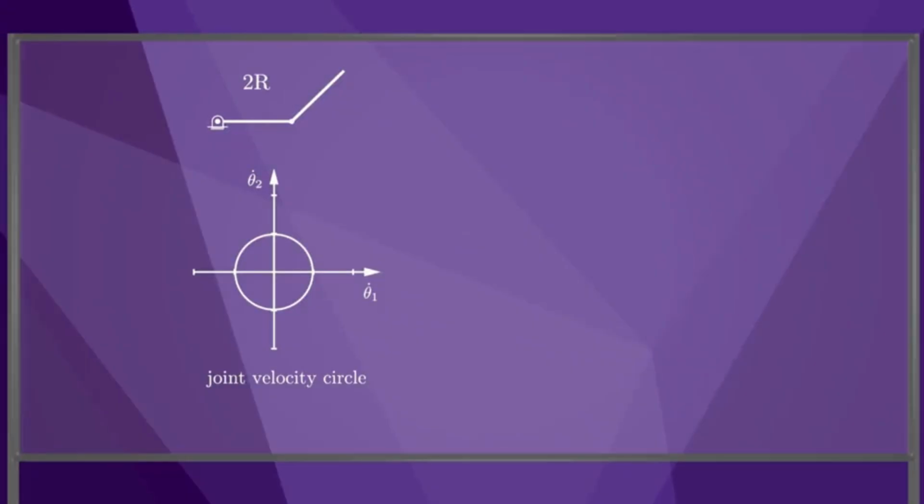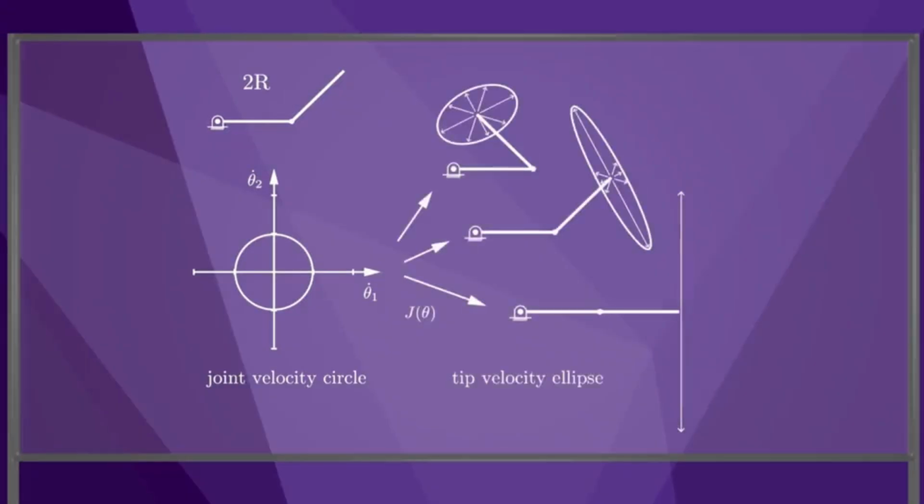A robot configuration is either singular or it's not. But even if a configuration is non-singular, it still may be close to being singular. The manipulability ellipsoid we saw in the first video of this chapter is one way to visualize how close a robot is to being singular. For this 2R robot, a circle of velocities in the joint space maps through the Jacobian to an ellipse of velocities at the tip of the robot, depending on the robot's configuration.